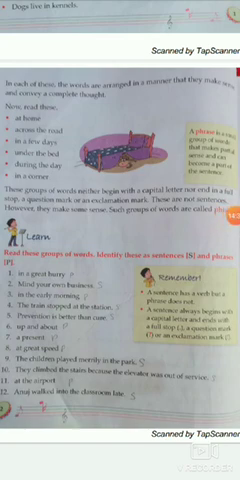Number 6, up and about. So students, tell me, is this a sentence or a phrase? This is a phrase. So we write here P. Number 7, a present. So students, tell me, is this a sentence or a phrase? This is a phrase. So we write here P. Next, number 8, at great speed. So students, tell me, is this a sentence or a phrase? This is a phrase. So we write here P.